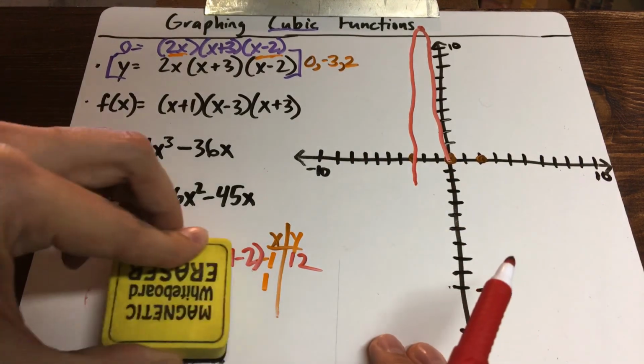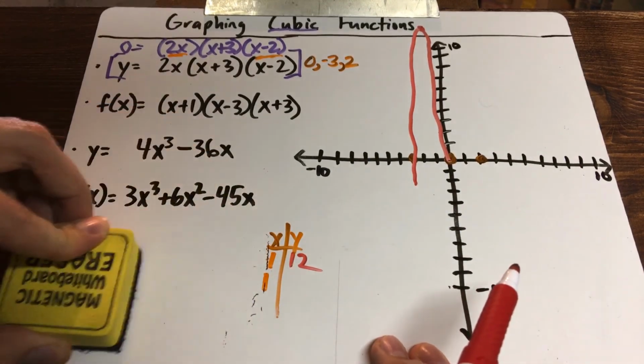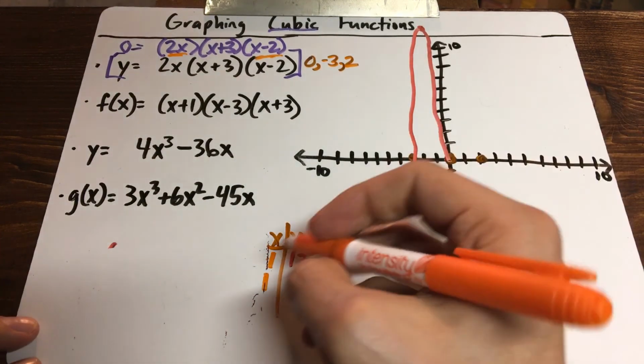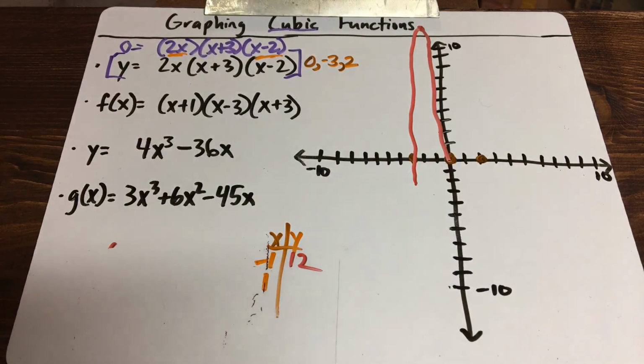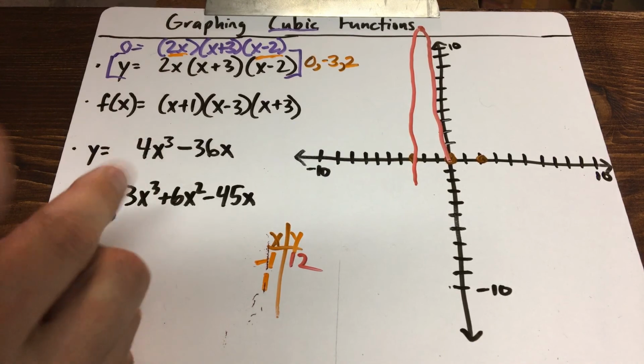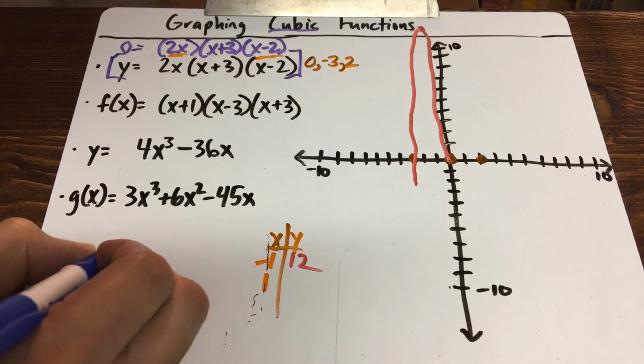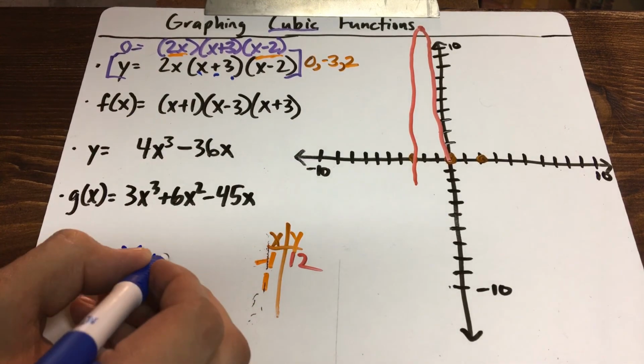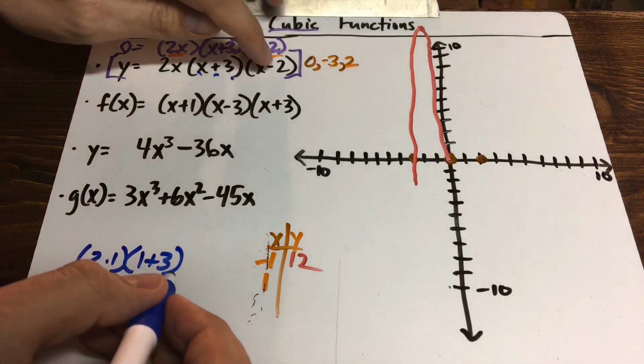All right, but I still have one more point to go, right? I haven't filled out my table for positive 1, right? This answer was for negative 1. Now I need to do the one for positive 1. So if I take positive 1 and put it in the spot of the parentheses up here, I would have 2 times 1. I would have 1 plus 3. Whoops, didn't mean to put all those dots on there. And then I would have 1 minus 2.